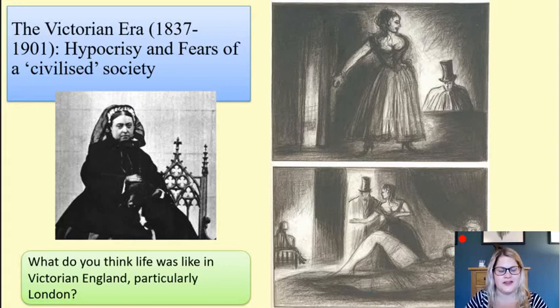Okay. So we know a little bit about the Victorian era, known as Hypocrisy and Fears of a Civilised Society. These are just some fun images that give you an idea. Have a little look at them, have a little think about them, consider what life was like then. Do not write stuff down. When you're ready, move on.